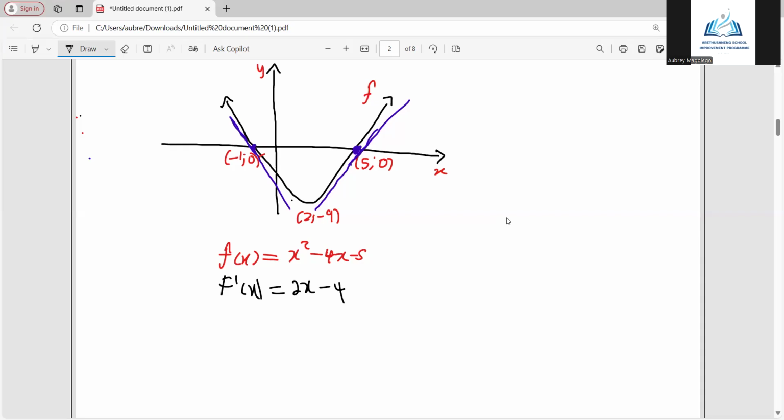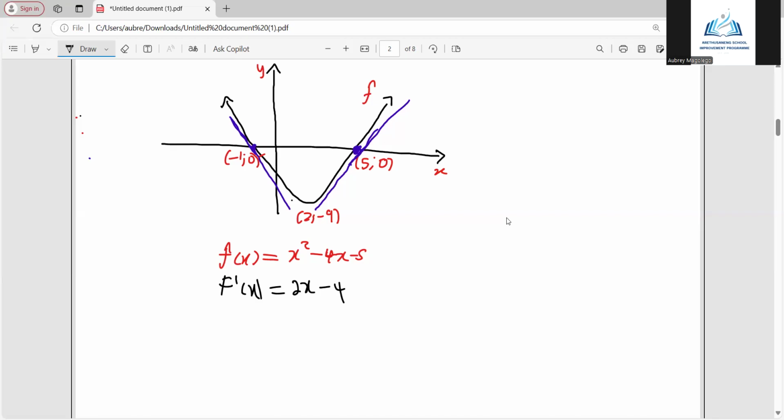I assume the decreasing tangent intersects with the graph at 5 and 0, and the other one intersects with the graph at -1 and 0. It means those 2 tangents intersect with the graph at the x-intercepts of the graph. So they can say find the equation of those 2 tangents. How are we going to find the equation of those 2 tangents? Since they are straight lines, we're going to find the equation of those 2 tangents.